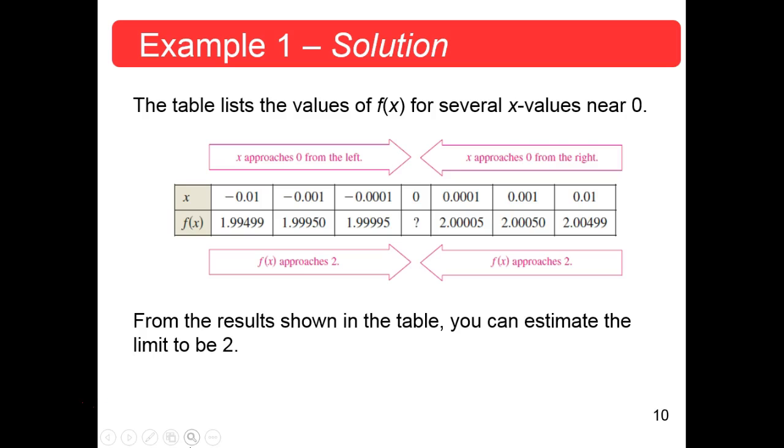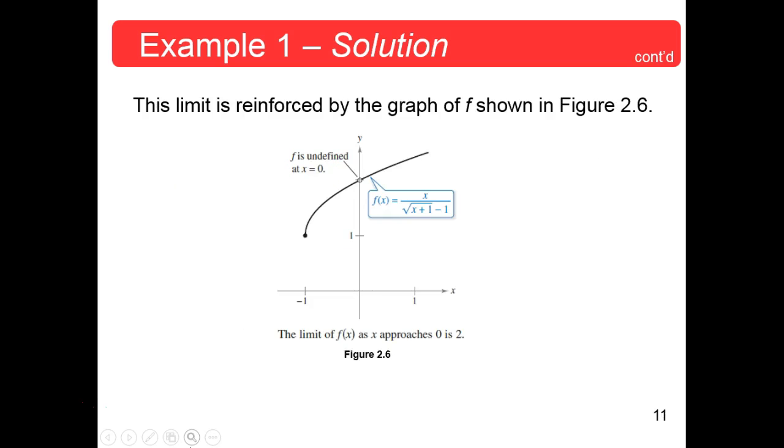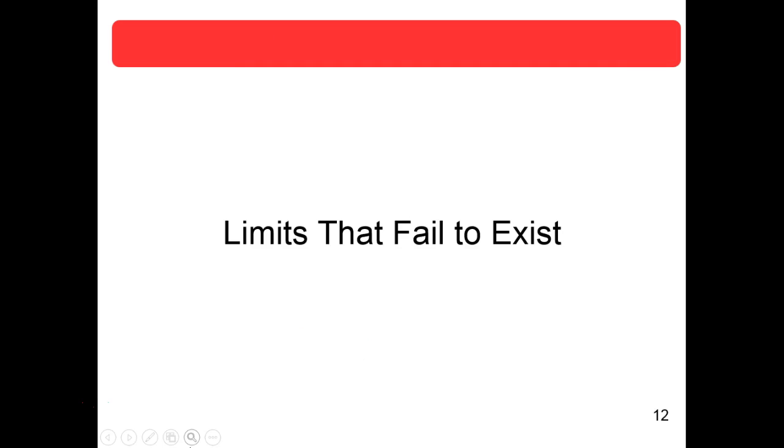Okay? So this is doing it numerically. This is doing it graphically. And believe it or not, that's what the function does look like. There's a hole in it at x equals 0, but that hole is at the value y is equal to 2. Okay? So that's how you get it graphically. Analytically, that's the way to go. Okay, I think anyway. All right.